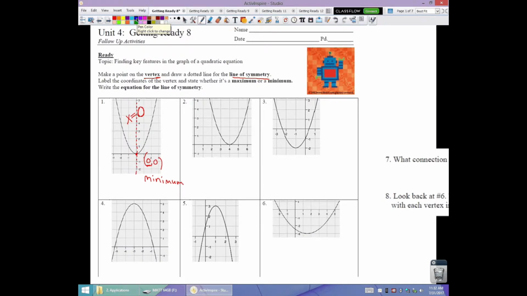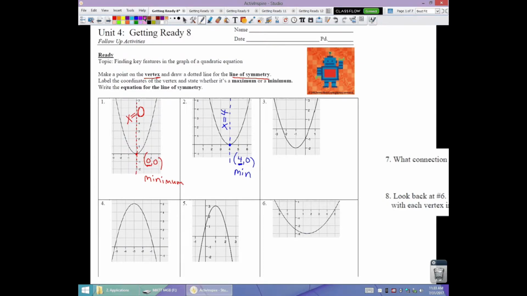Number 2 here, put a dot on the vertex, dotted line for the line of symmetry. Label the vertex, so that's (4, 0). Again, the parabola is open up, so this is once again a minimum. And the equation for that axis of symmetry this time is x equals, and it's again the first number of the vertex, x equals 4.